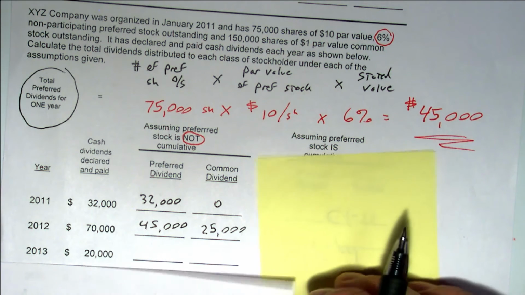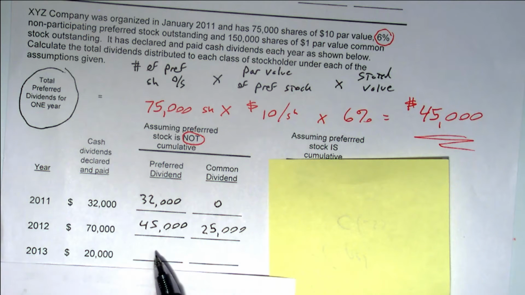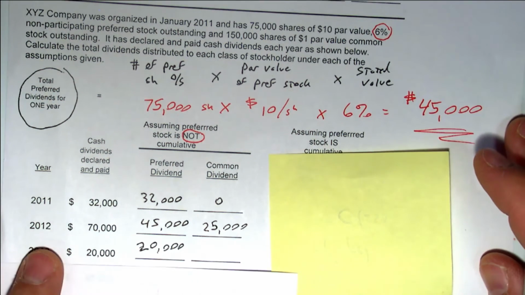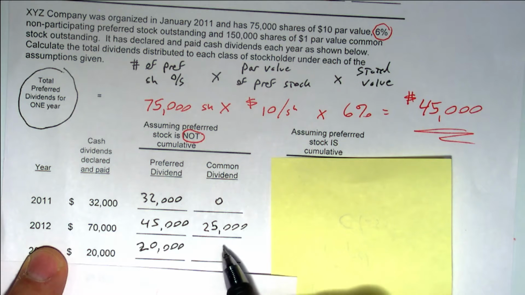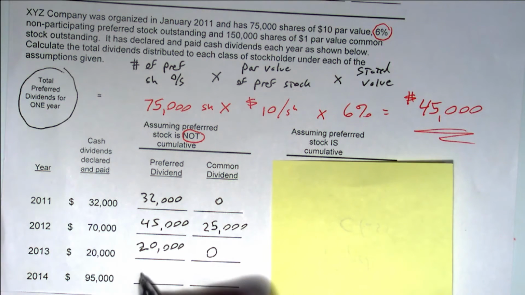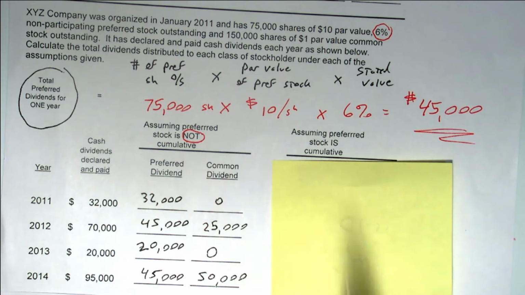Next year comes, we only have $20,000 to give. Well, we wish we could give the preferred $45,000, right? We don't have that much, but we'll give them what we have, which is $20,000. And then how much do common get? Nothing. They get nothing. Last year, we have $95,000 cash to pay out. So how much do we give the preferred? 45. And then how much do we have left to give the common? 50. That's if the preferred stock is not cumulative. Is that correct?